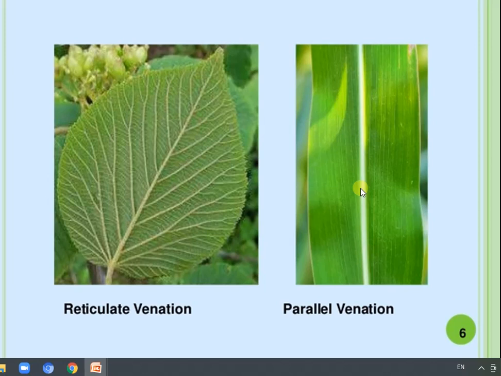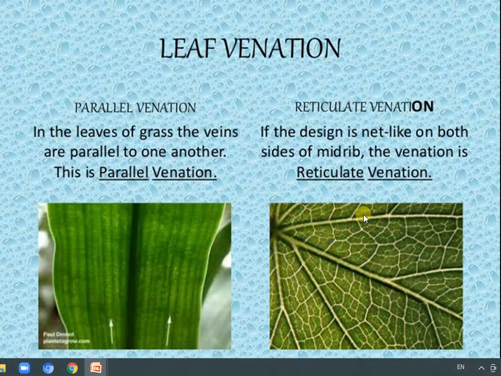What type of roots are there in plants having parallel venation in their leaves? Parallel venation. In the leaves of grass, the veins are parallel to one another. This is parallel venation. What is reticulate venation? If the design is net-like or web-like on both sides of the midrib, the venation is reticulate venation.